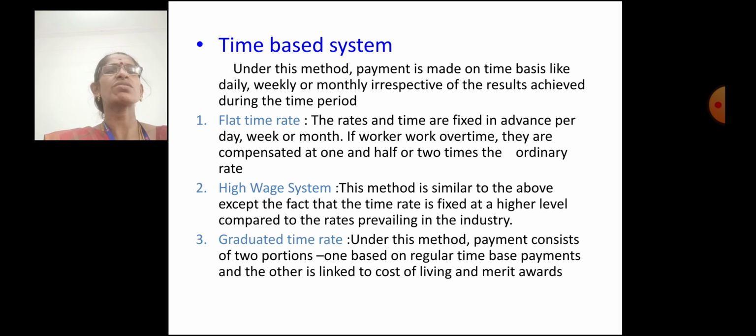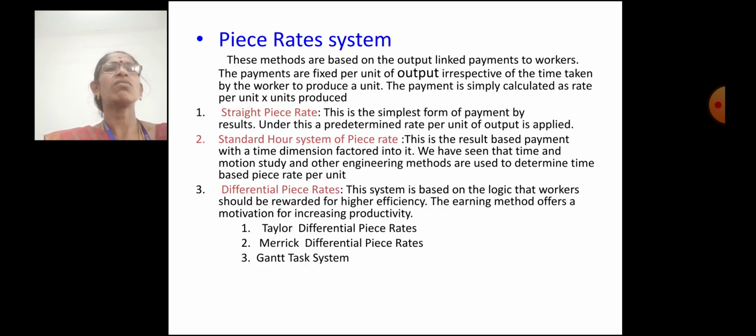High wage system. This method is similar to the above except the fact that the time rate is fixed at a higher level compared to the rates prevailing in the industry. Graduated time rate. Under this method payment consists of two portions. One based on regular time basis payments and the other is linked to the cost of living and merit awards.